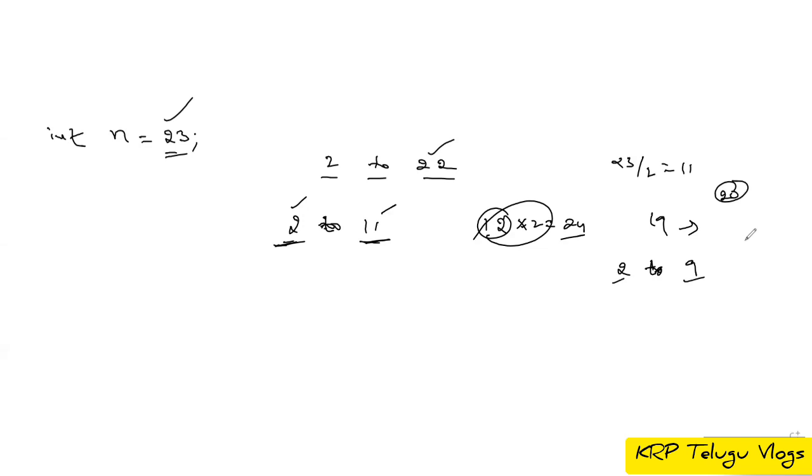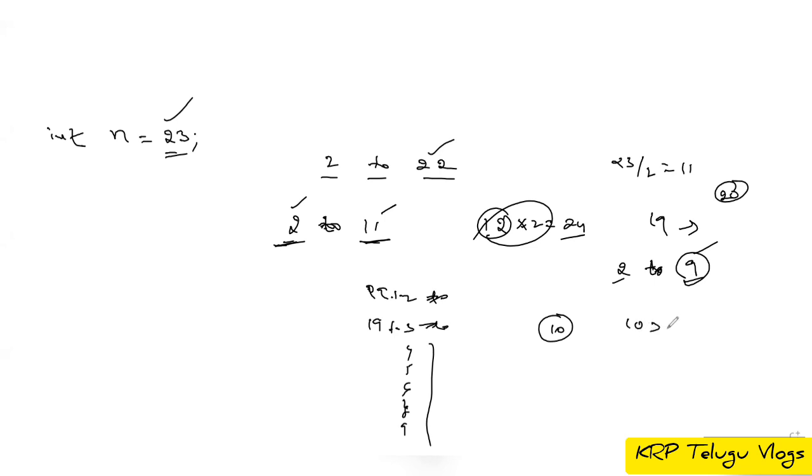So 19 modulus of 2 is not equal to 0, so the i value is incremented to 3. 19 modulus of 3 is not equal to 0. Then 4, 5, 6, 7, 8, 9, none of them divides. Anywhere it is not divisible, so the i value will become 10. 10 is greater than 9, so we can say that the number is prime. The i value reaches 10, which is greater than n by 2.